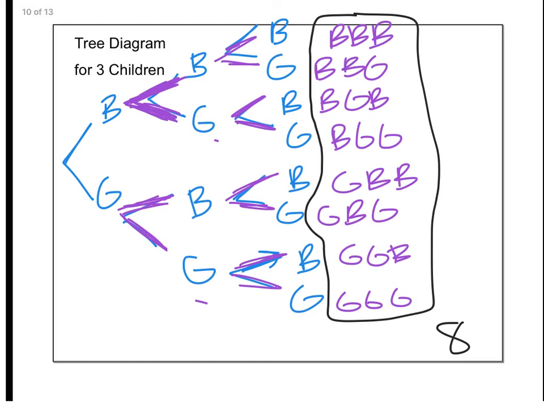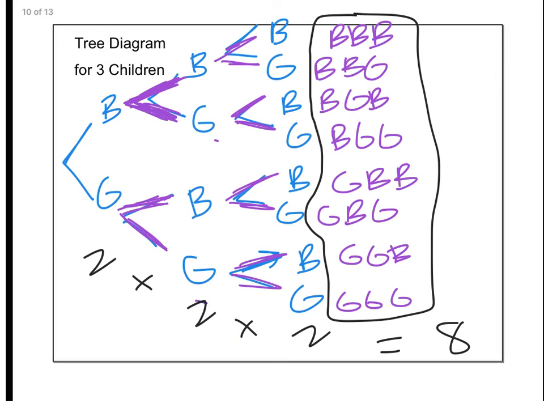In each step here, we have 2 choices for the first child, 2 options with our second child, and 2 options with our third child. So when we know how many possible outcomes in each step, we can actually multiply them. So 2 times 2 times 2 gives me 8. That's also another way to get your possible outcomes.